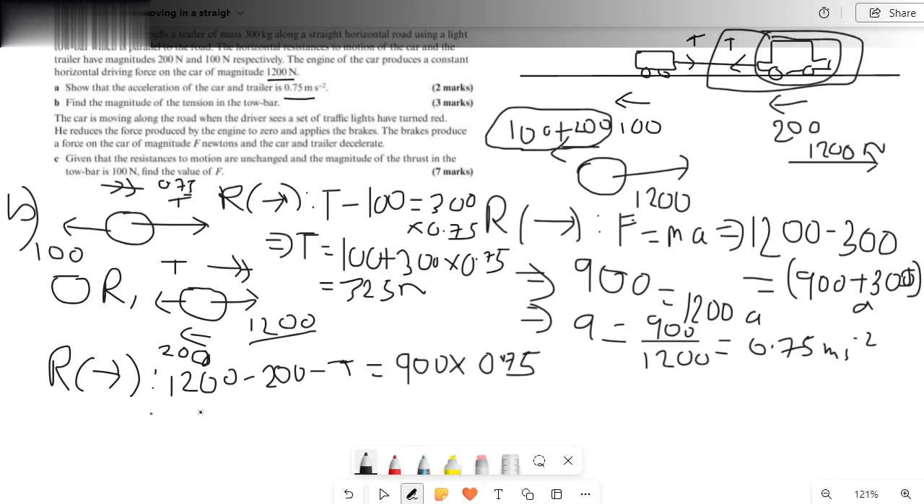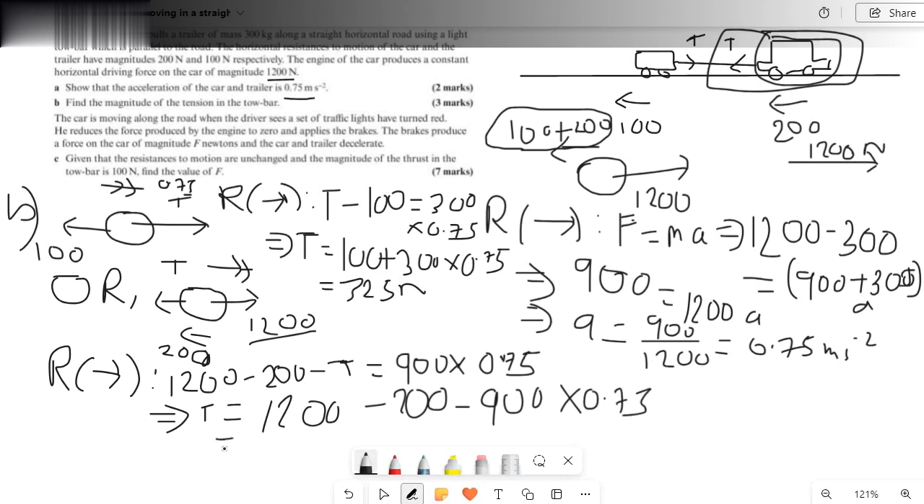So the tension should be equal to 1200 minus 200, subtracted with 900 multiplied with 0.75, and so the answer is also 325 newtons.